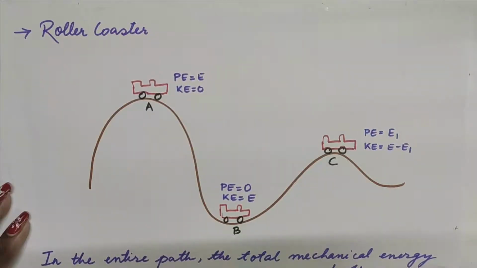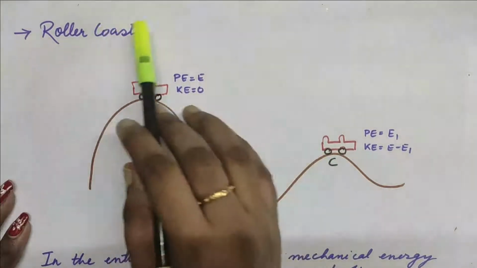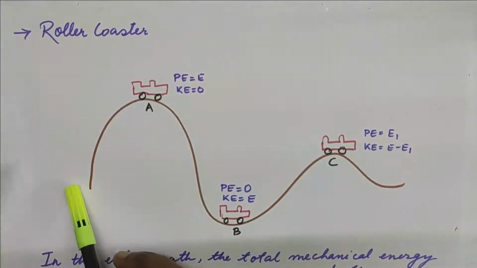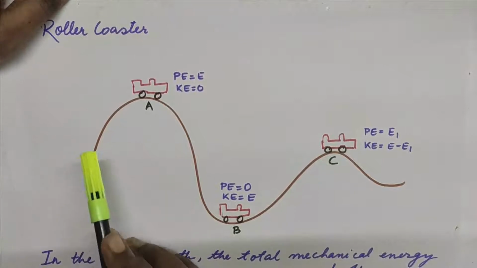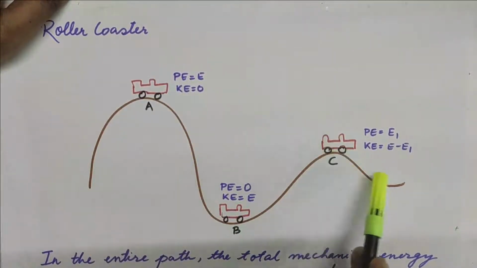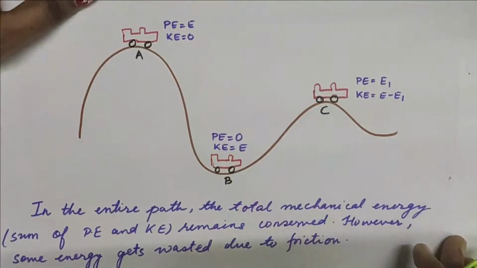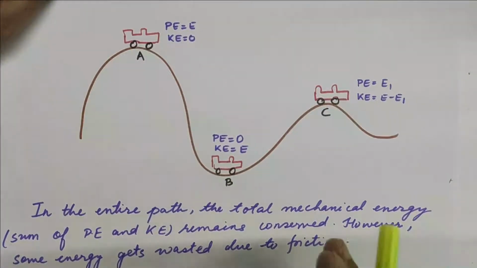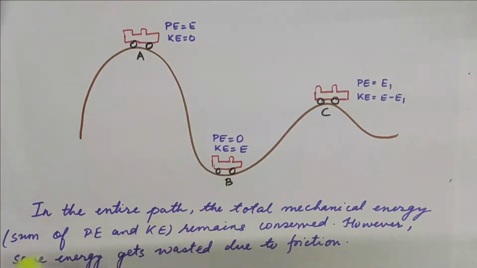The next example that we talk about is a roller coaster. You all might have sat in roller coasters, and you know it is a bumpy ride of ups and downs. So in this system, the total mechanical energy, that is the sum of the potential and the kinetic energy, is going to remain constant. However, you know that there will be loss of energy due to friction.